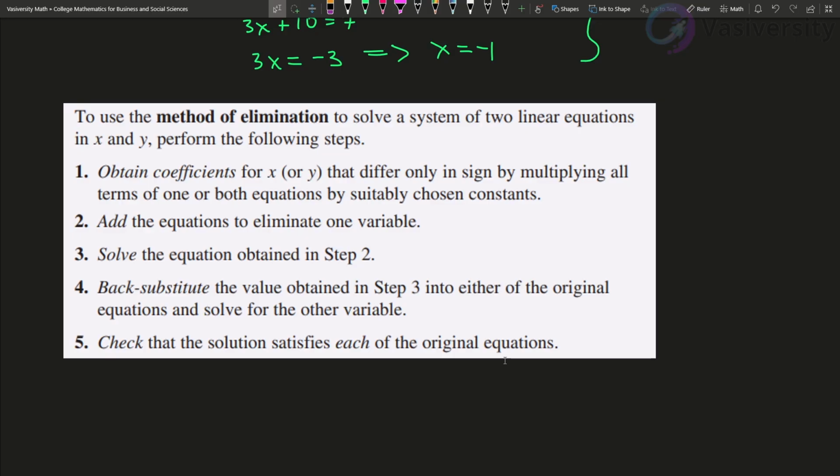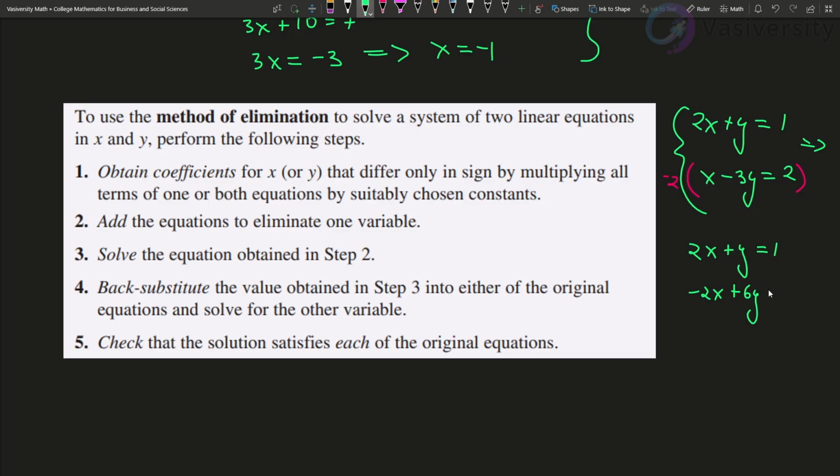So essentially, if we had something like 2x plus y is equal to 1, and then x minus 3y is equal to 2, right? So in order for us to do that, let's go ahead and multiply the second equation by negative 2. If we do that, the first equation remains the same, 2x plus y equal to 1, but the second equation becomes negative 2x plus 6y is equal to negative 4. Then we can see that we have a positive 2x and a negative 2x, so when we add them together, they're going to cancel out. That's essentially what number 1 is about.